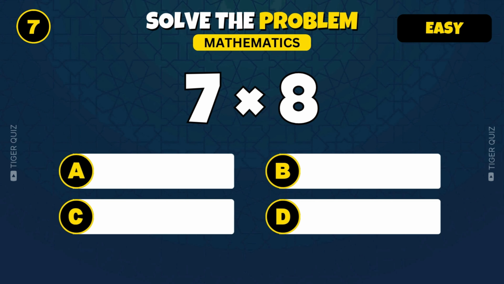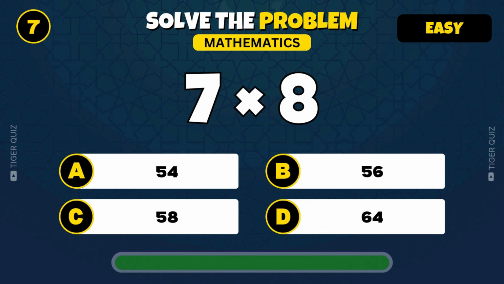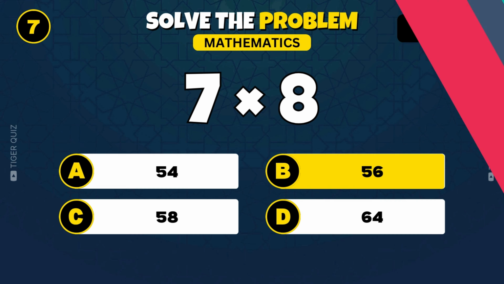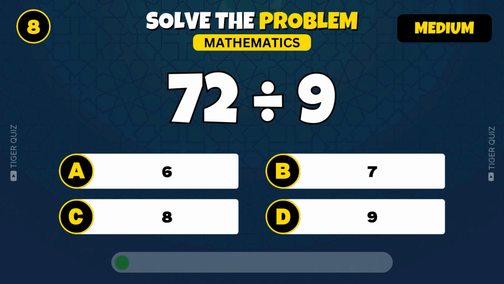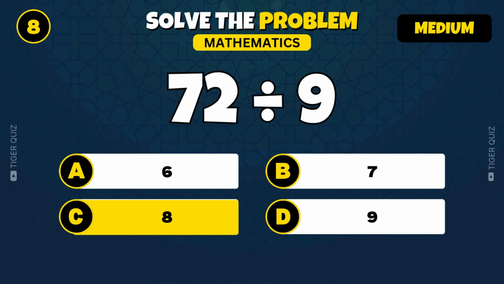What is 7 multiplied by 8? Exactly, the answer is 56. What is 72 divided by 9? Yes, the answer is 8.